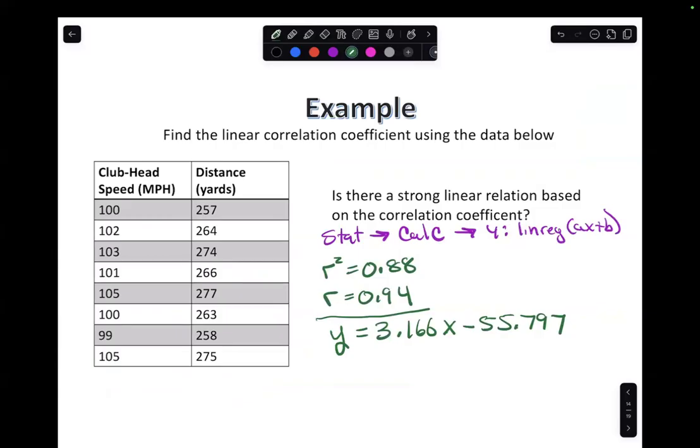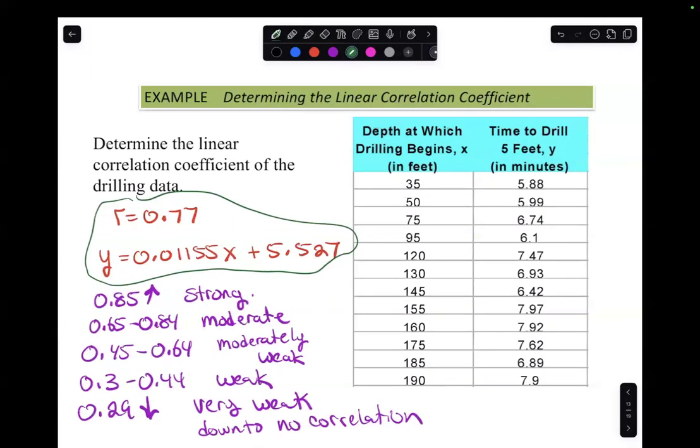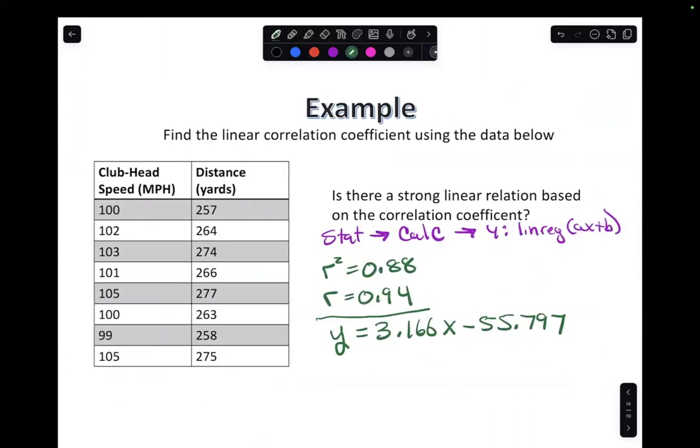So in the last equation, there was a plus. In this one, there's a minus. Is that due to negative or is that? So my y-intercept is negative. Most of the time when we run these, our y-intercept is pretty meaningless. So what this is saying is if at a 0 miles per hour club head speed, it's going to go negative 55.797 yards. Makes no sense at all. If I don't move my club, it's going to roll backwards 55 feet. It makes no sense. Most of the time they don't.